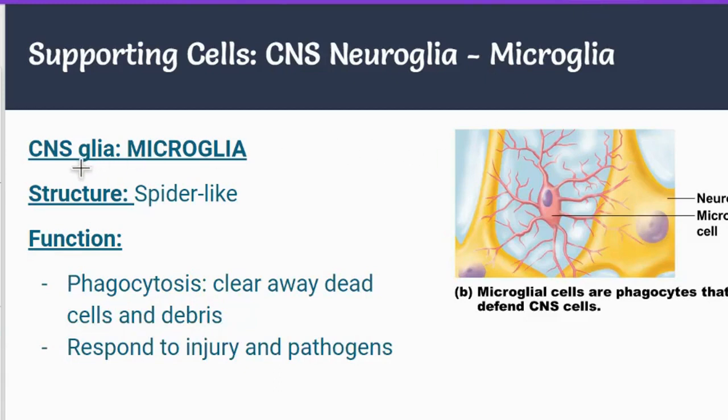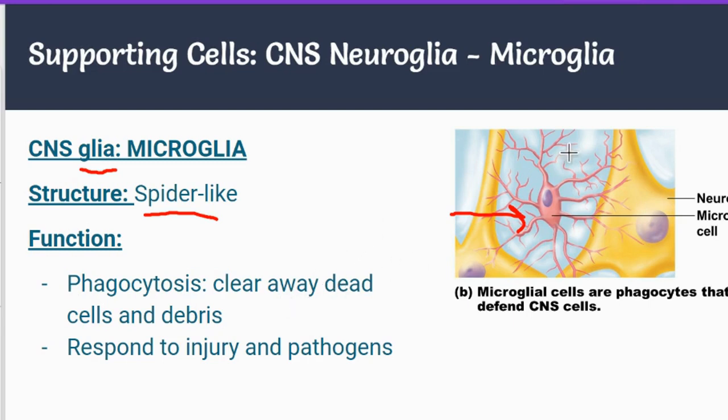And the next glial cell, remember the neuron's little helpers, is called a microglia. And that says this one's spider-like. Well, it didn't look a whole lot different from the astrocyte, the star shape. But all right, this is the microglia. It's called a phagocyte. So it's basically part of your immune system.